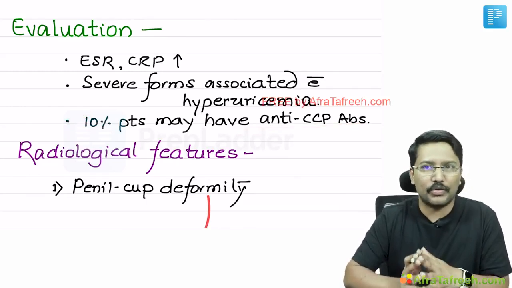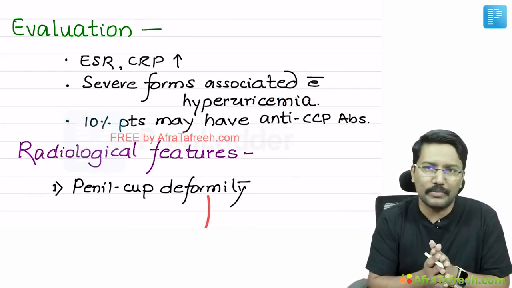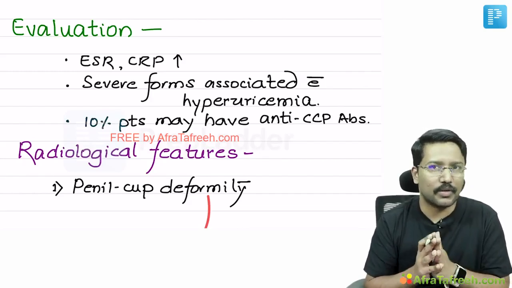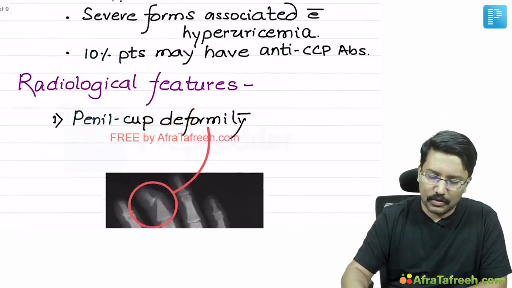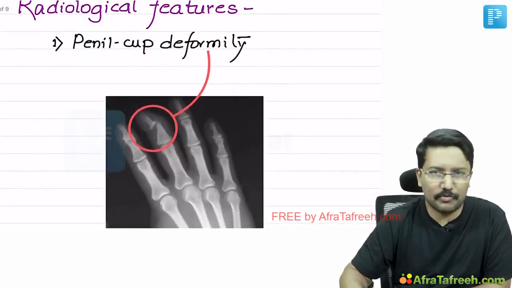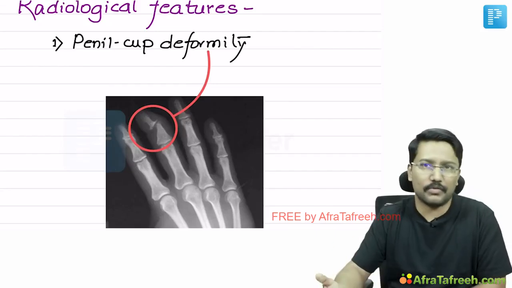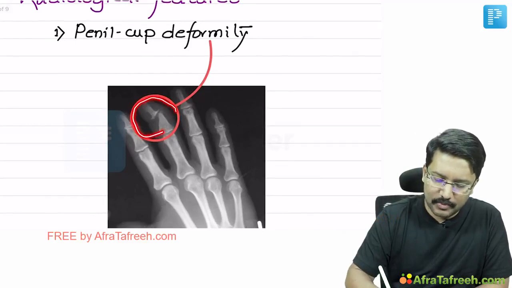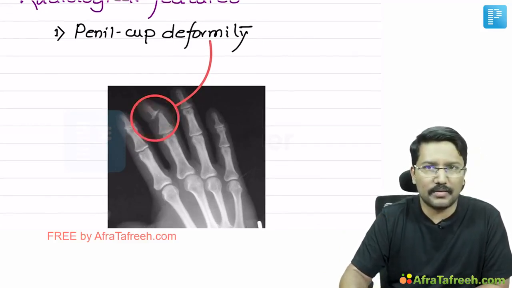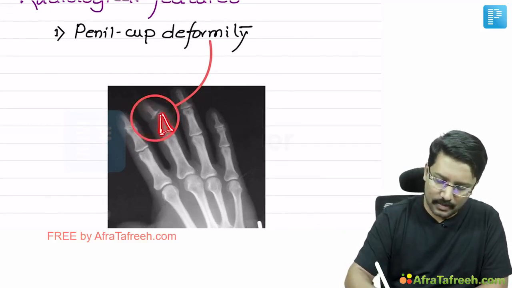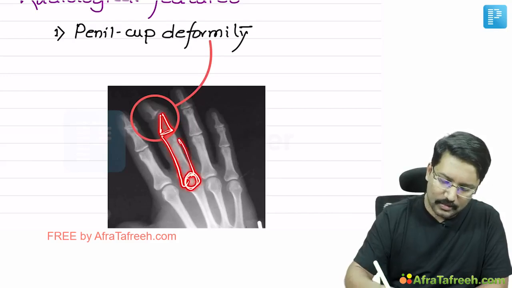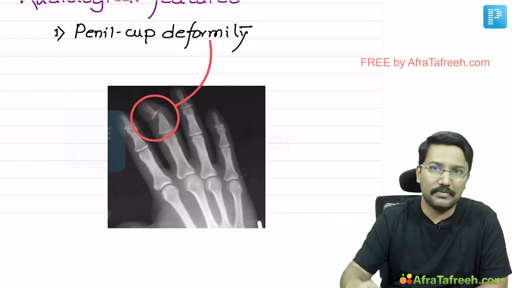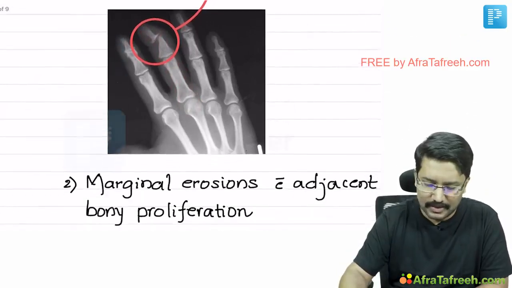Now talking about the radiological features. So we know the joint involvement. Now let us see the characteristic radiological features which are associated with psoriatic arthritis. The first thing that should come to our mind is obviously pencil cup deformity, because that is something which is characteristic of psoriatic arthritis, right? So you can appreciate the pencil cup deformity from this image, right? As if there is a pencil which is placed in a cup, right? So this is what is known as pencil cup deformity. That is one thing which is characteristic.